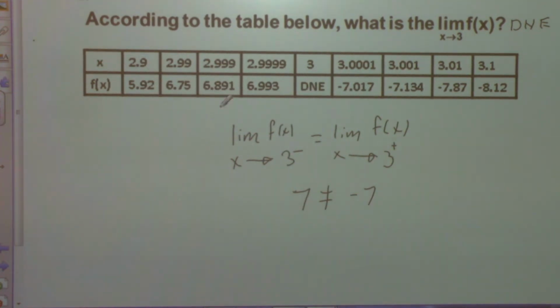And tables are a little bit tricky. Here, the trick is if you don't notice the negative sign, that's where you'll miss this one. Or sometimes I've seen people choose the x values instead. But the value of the limit is related to the f of x values, or y values.